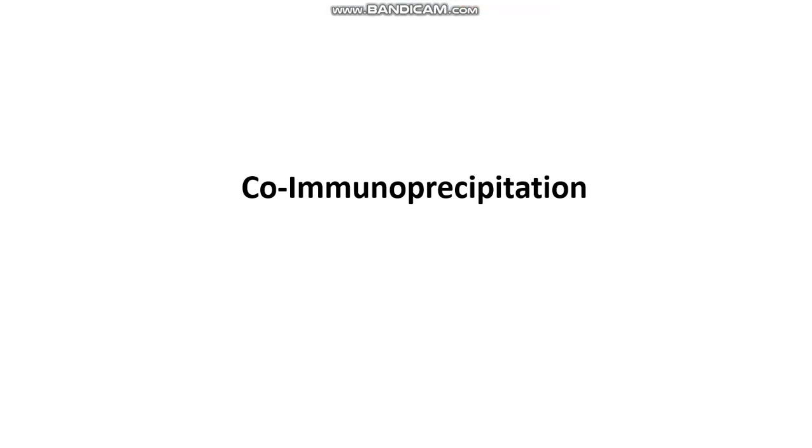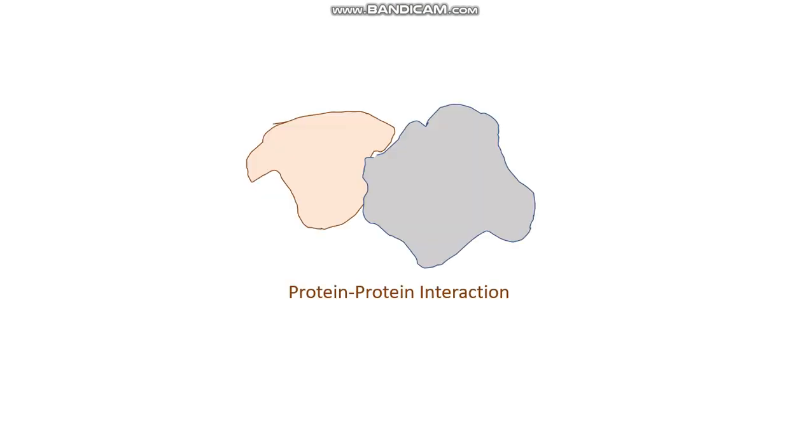In this tutorial video, I'm going to talk about co-immunoprecipitation. So here basically I focus on the working principle of protein-protein interaction detected by co-immunoprecipitation. Before you go to your experiment, you need to know the working principle of this experiment, so then you can successfully perform it.